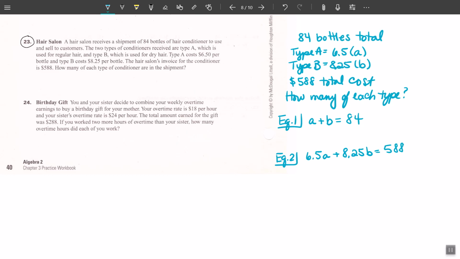We could graph, but probably not your first choice. We could substitute, which might be a really good option because you've got A plus B equals 84, and A and B would be really easy to solve for. And you could also eliminate if you wanted to bother going through and actually multiplying something through. I think we should pick substitution here. So I'm going to take my A plus B top equation and solve for B. And then I'm going to take that and drop it in for B in my second equation.